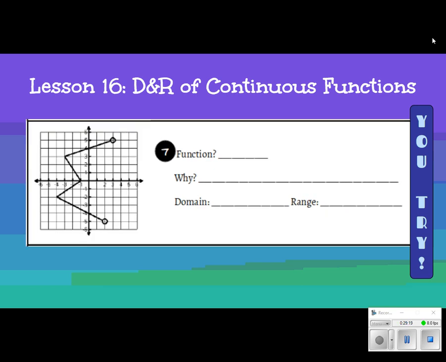Pause the video. All right, so let's look at this. Does it pass the vertical line test? Looks like, nope, it fails. So it's not a function. Vertical line test.